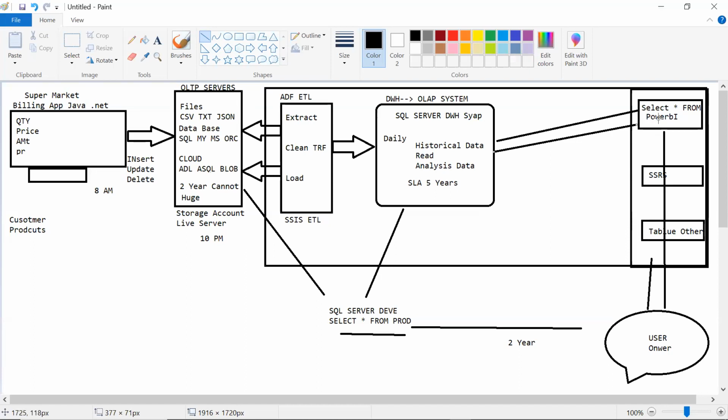And when you use complex queries, it takes a lot of time. The user doesn't have that much time to wait for the query to execute. They want quick reporting; they don't have 15, 20, or 30 minutes to wait for the query to execute.